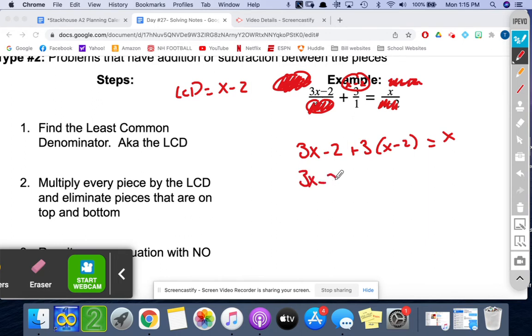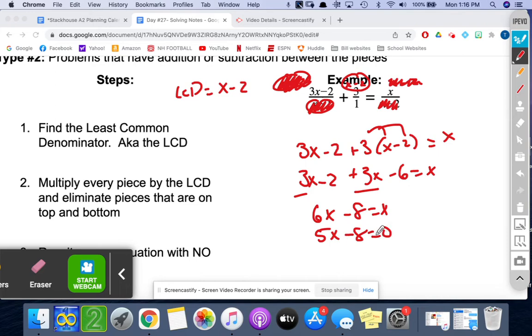So 3 times x minus 2, I'm going to distribute the 3. So 3x minus 6 equals x. I'm going to get all of it equal to 0, so I'll combine like terms. So I get 6x minus 8 equals x. I'll subtract the x over to get 5x minus 8 equals 0. And now I'll solve through. 5x equals, by adding the 8 over, I get 8. Divide by 5, my answer is 8 over 5.